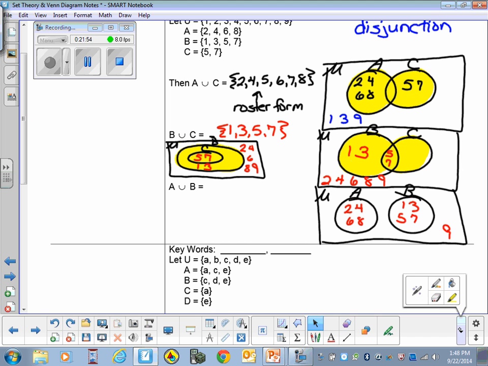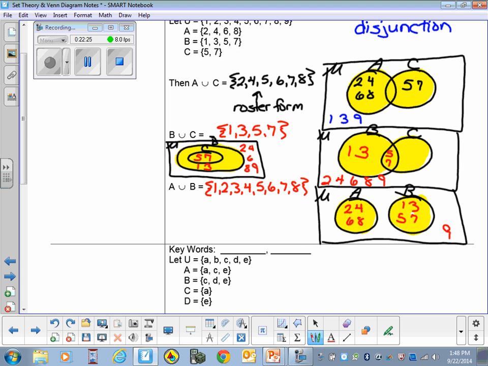And when I shade in my answer, I'm still shading in both of the sets. 1, 2, 3, 4, 5, 6, 7, 8. A lot of fun to be had with Venn diagrams.